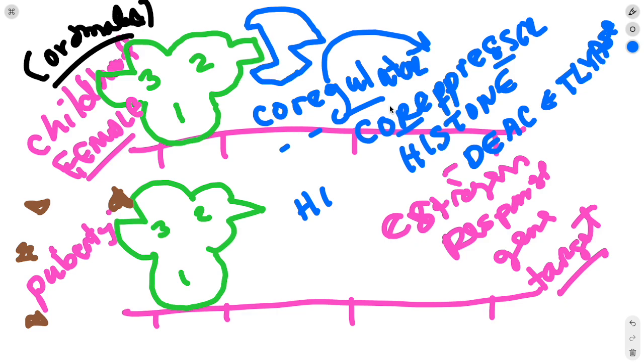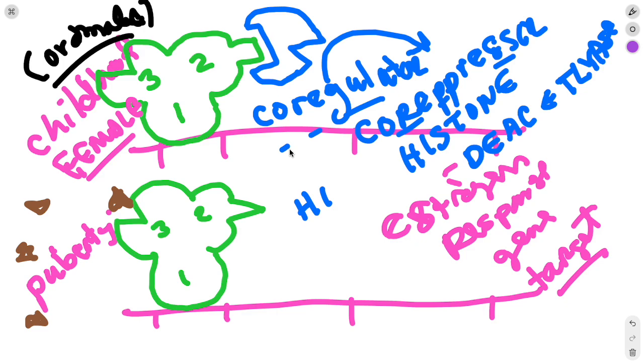All right, so notice that when we add the hormone, the shape of the receptor changes. Down here, when the hormone's present, the shape changes, and it lets go of that histone deacetylase activity.